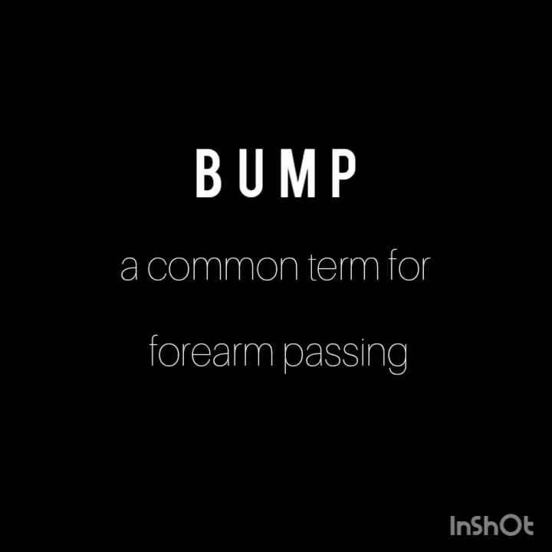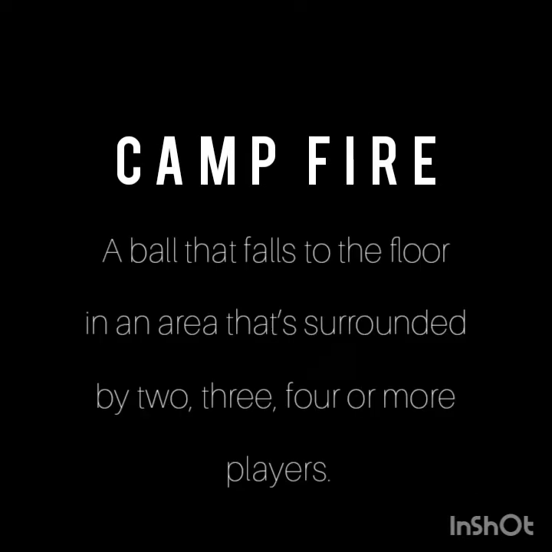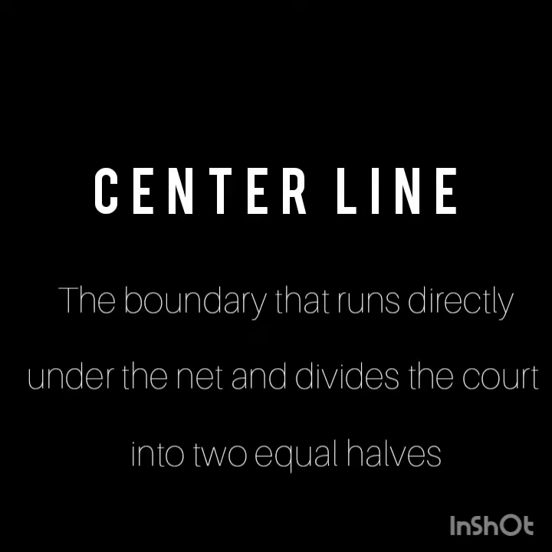Bump. A common term for forearm passing. Bump pass. The use of joint forearms to pass or set a ball in an underhand manner. Campfire. A ball that falls to the floor in an area that's surrounded by 2, 3, 4 or more players. Center line. The boundary that runs directly under the net and divides the court into 2 equal halves.